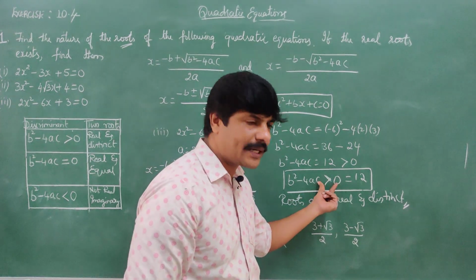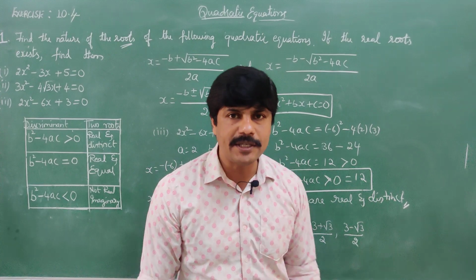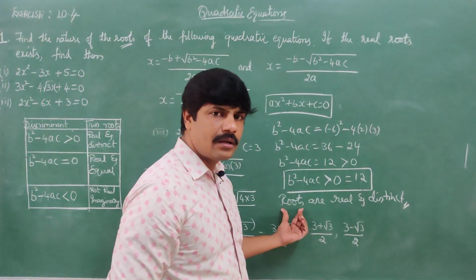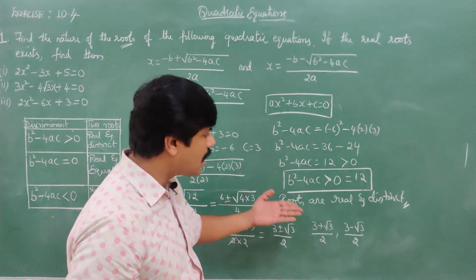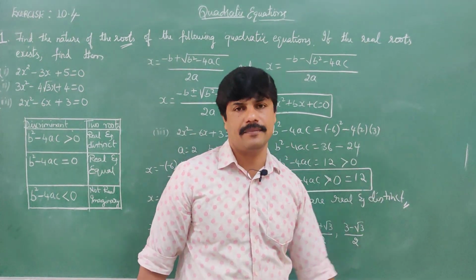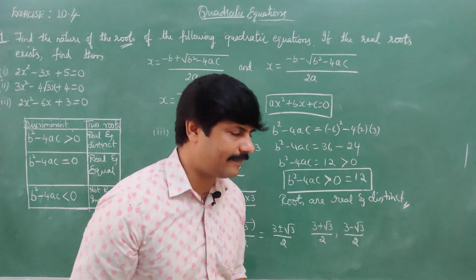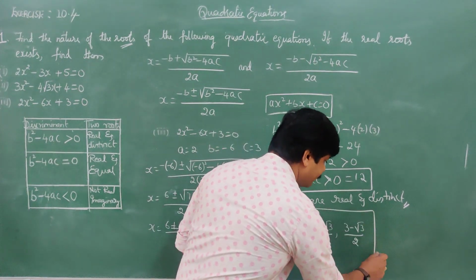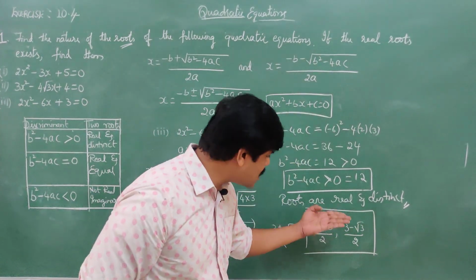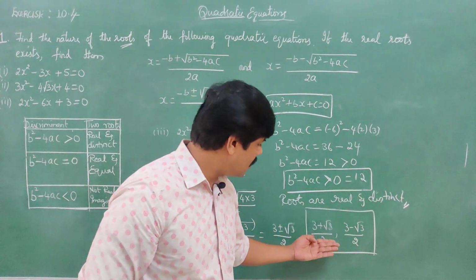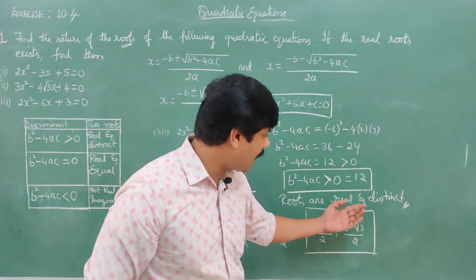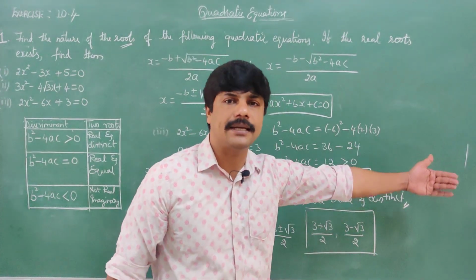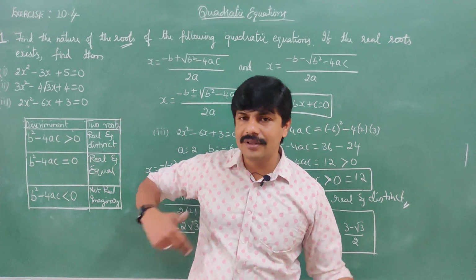Understand here, b square minus 4ac is more than 0. That means we have got the value 12. 12 means more than 0. Since we got more than 0, we declared that the nature of the roots of this quadratic equation is real and distinct. After finding the roots, after solving, you got these two. Are they the same as what we declared? Yes. Roots are real and distinct. Why are they distinct? They are not the same. That is why they are distinct. Got it? Now we'll jump into the next question.